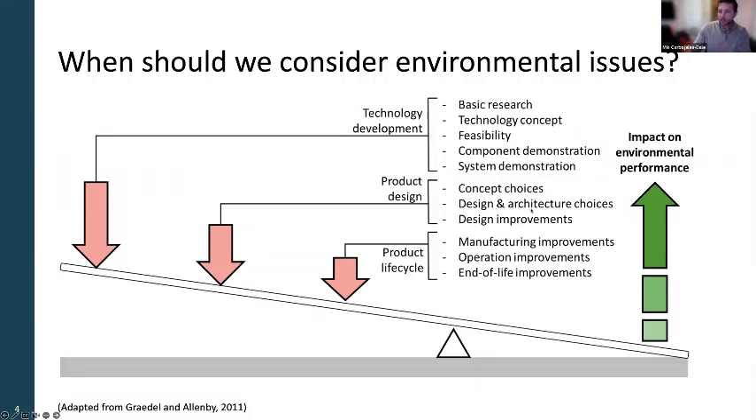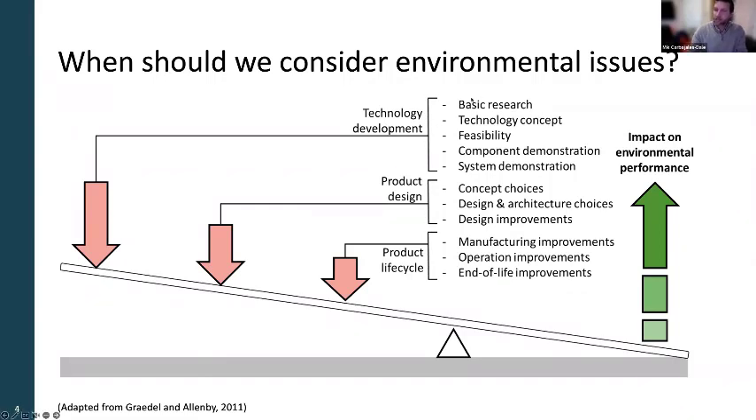So design and architecture choices, we could choose different materials. What if we switch from this type of plastic to this type of plastic, or switch from steel to aluminum? Things where you're not fundamentally changing the nature of that product. And then the most fundamental stage, we can think about technology development and what kind of levers that we can pull there.